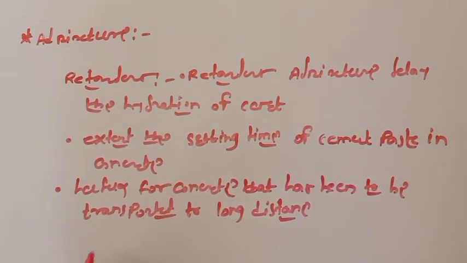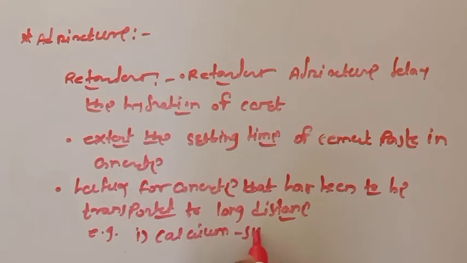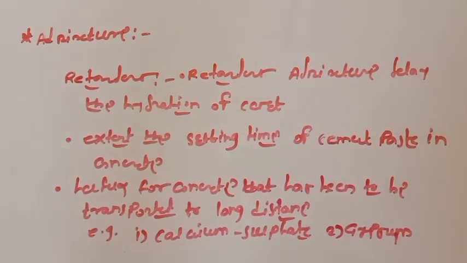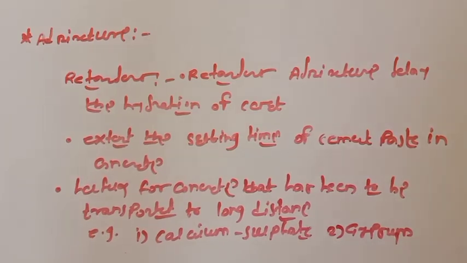If you consider the examples of these retarders, it is not calcium chloride, it is calcium sulfate, and the second one is gypsum. So these two materials act as retarders in the concrete. They delay the rate of hydration of cement, or extend the setting time of cement based concrete. The examples are calcium sulfate and gypsum.